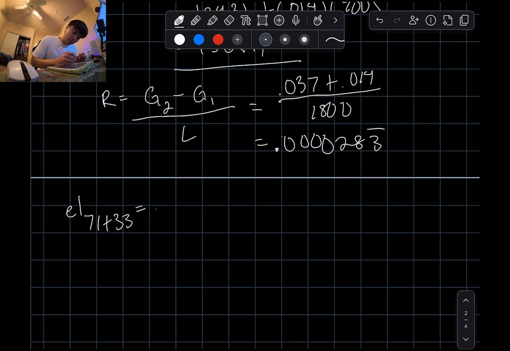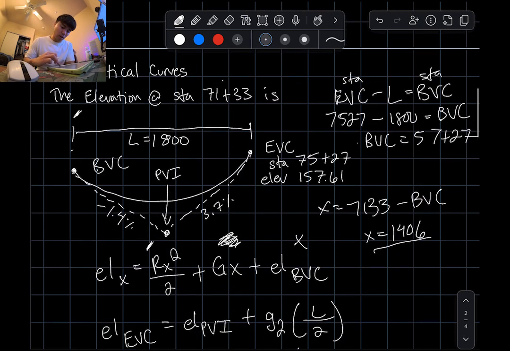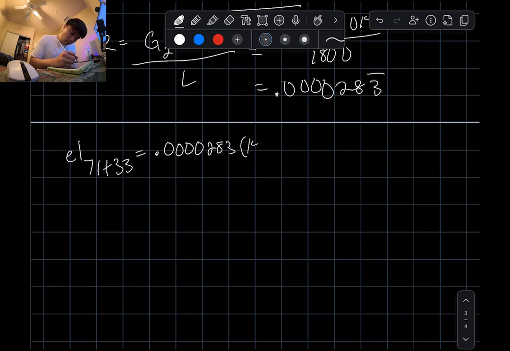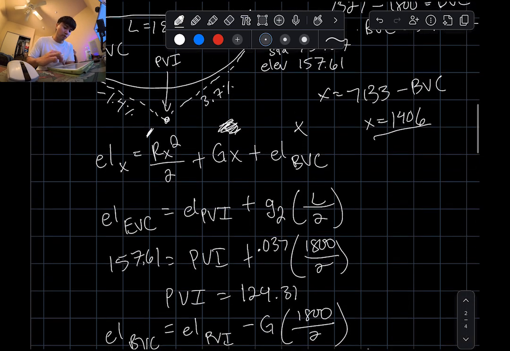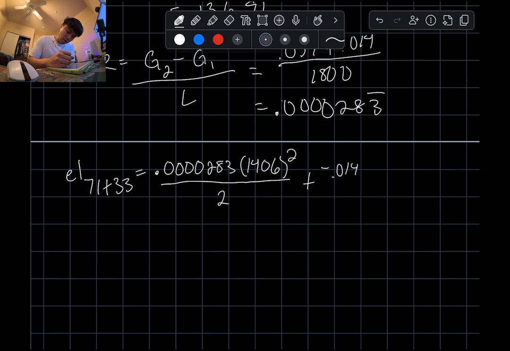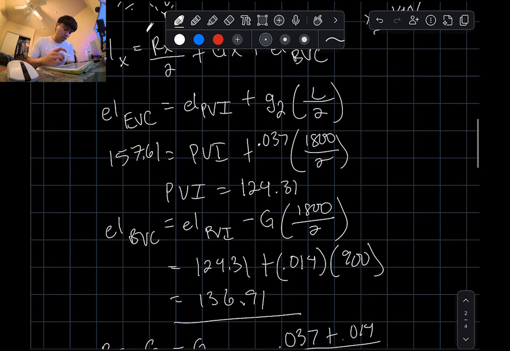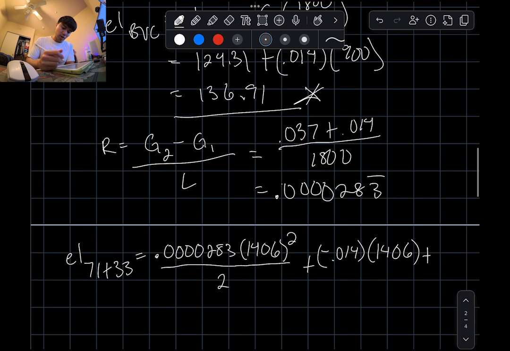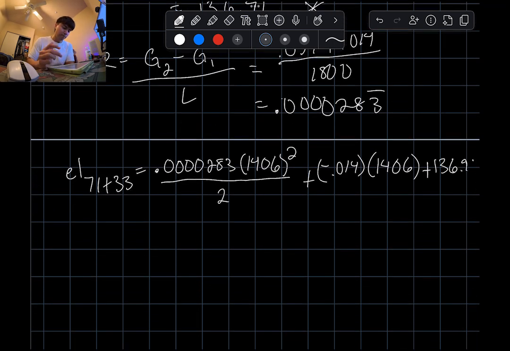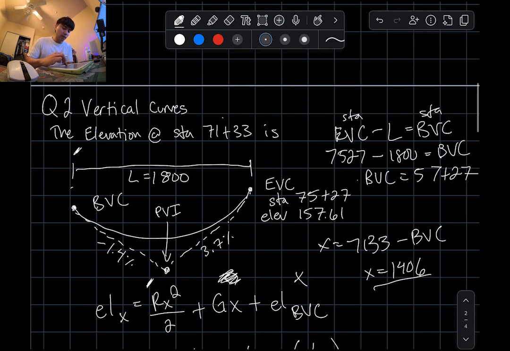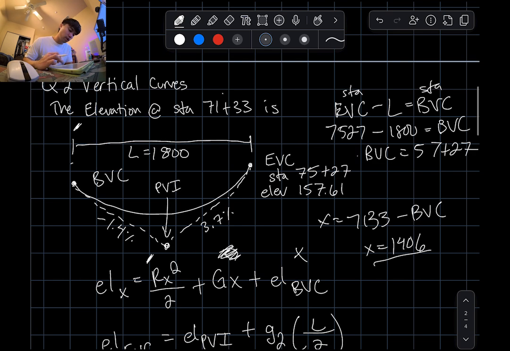So we're going to just plug that in to get the elevation at 7133. R, which is 0.0000283, times, I think it's X squared, right? 1406 squared all over 2, plus G, which is negative 0.014, times 1406, plus elevation at BVC, which is right here, 136.91. If you put that into a calculator, you'll get 145.23 feet. And that's how you get the elevation at station 71 plus 33 for vertical curves.